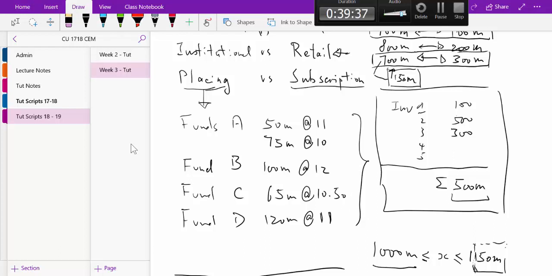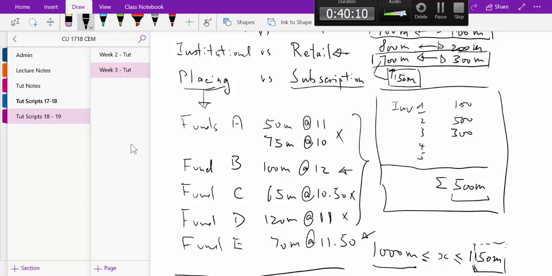Maybe there was another order. Let's say Fund E. Fund E is happy to buy 70 million shares at 11.50. And let's say they decide that the IPO price should be 11.50. Okay, then Fund A will miss out. Fund B will get 100 million shares at 11.50. Fund C will miss out. Fund D will miss out, and Fund E will get the shares. Do you see what's going on here?